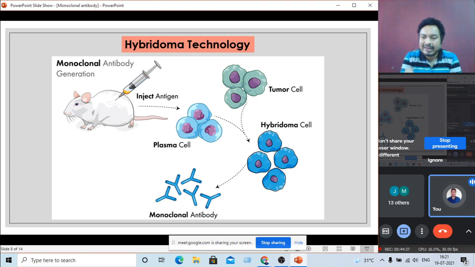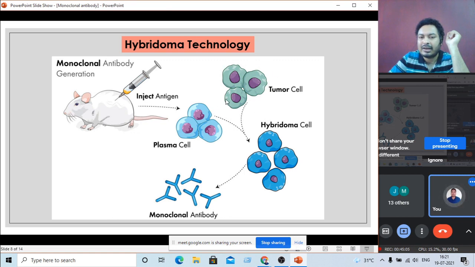Then we collected the spleen cell from the rat, and these spleen cells go for purification. After the purification of the spleen cell, we collected the plasma cells or the antibodies which are generated from the antigen. So these are the purified antibodies collected from the spleen cell. Then these purified plasma cells are joined with the tumor cells.